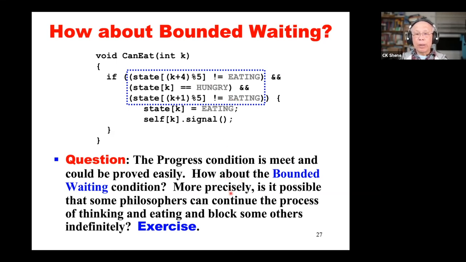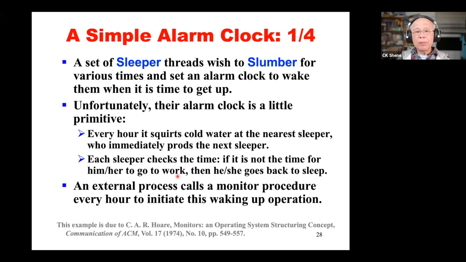But how about bounded waiting? By bounded waiting, I mean, is it possible that some philosophers can continue the process thinking, eating, thinking, eating, thinking, eating, at the same time block some other philosophers indefinitely? In other words, find an execution sequence showing that at least one philosopher won't be able to eat. Every time he's not so lucky. Every time when he wants to eat, he is waiting there forever, waiting on the condition variable self K. So please use an execution sequence to illustrate your point. Then we're going to learn something very interesting.